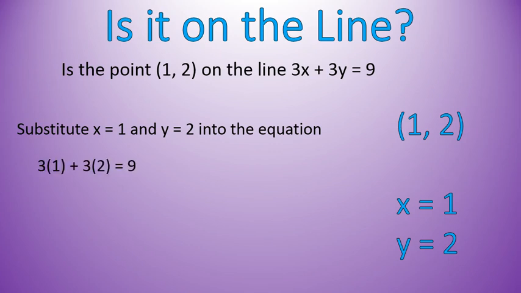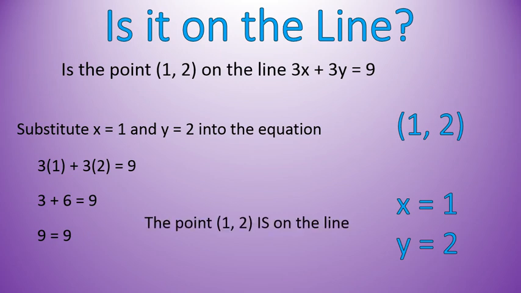So I will have something that looks like this. 3 times 1 plus 3 times 2 equals 9. 3 times 1 is 3. 3 times 2 is 6. I've done my multiplication first. Now I'm going to take care of the addition. 3 plus 6 equals 9. 9 is equal to 9. Therefore, the point (1, 2) is on this line. The point (1, 2) is a solution to this equation.